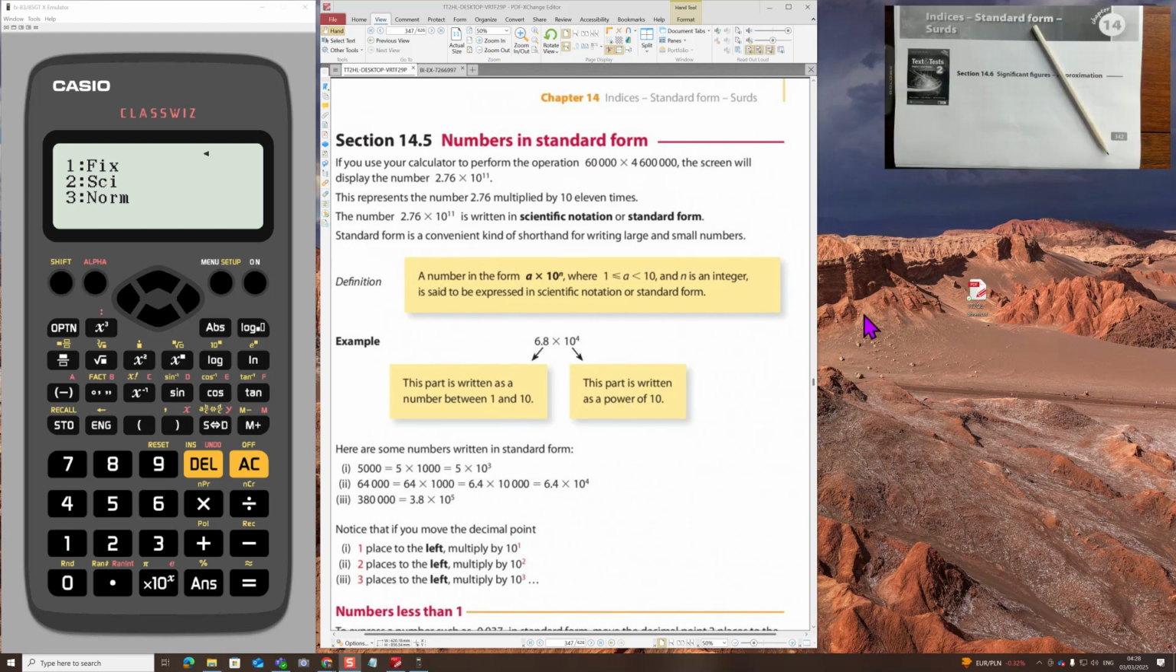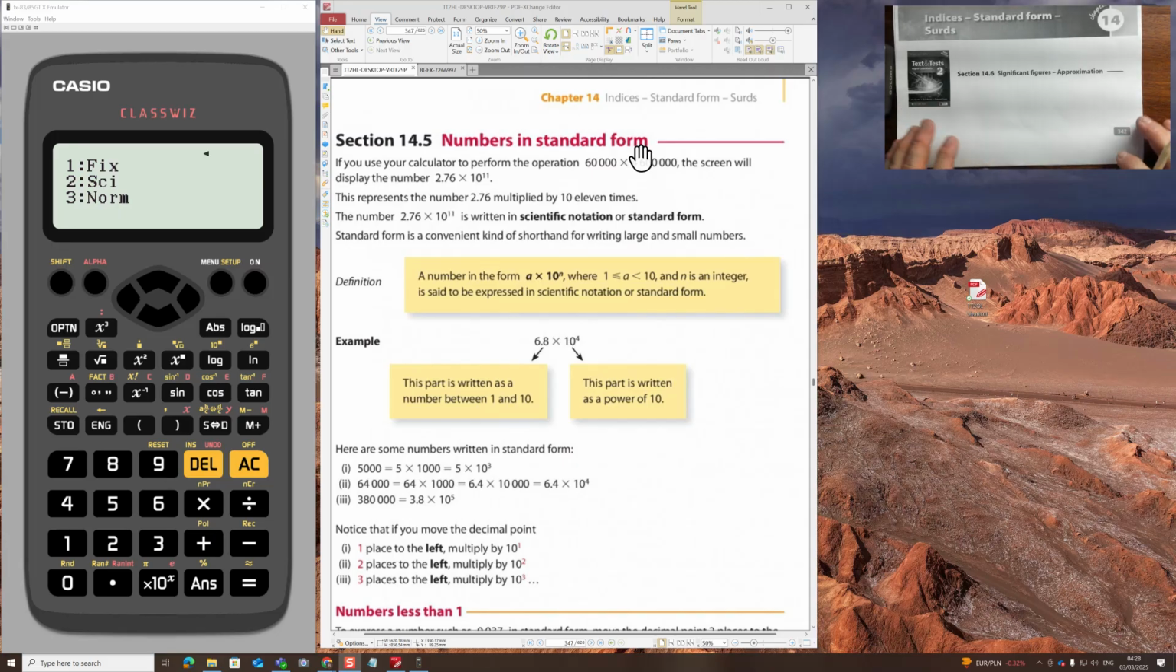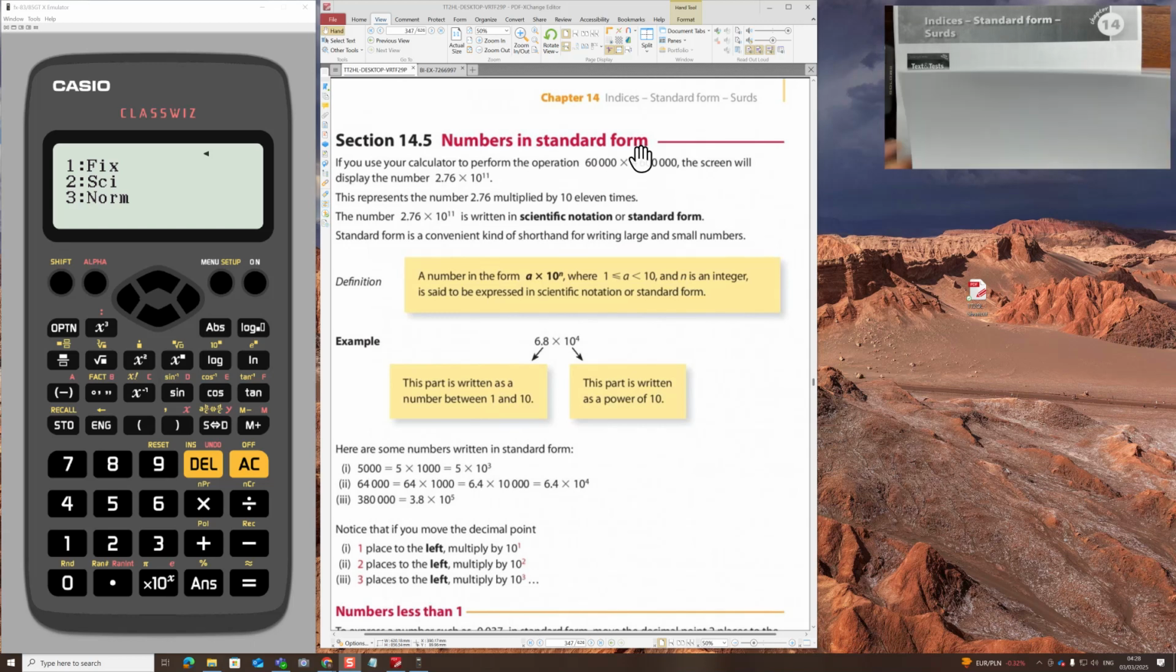Welcome back, students. So we're in section 14.5 looking at numbers in standard form. Remember the phrase standard form in maths is used in every area. A quadratic in standard form looks like ax squared plus bx plus c, and so on. In any area we talk about standard form.